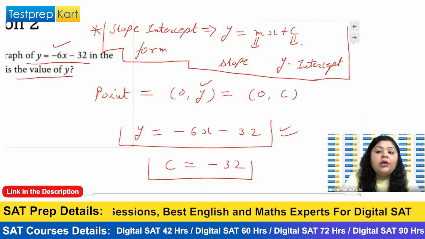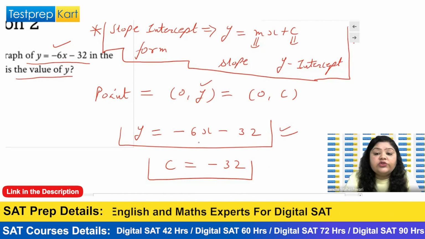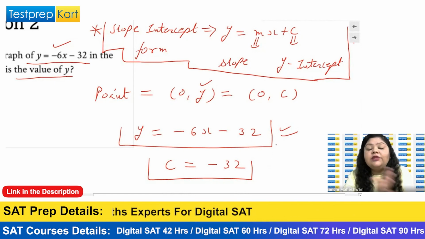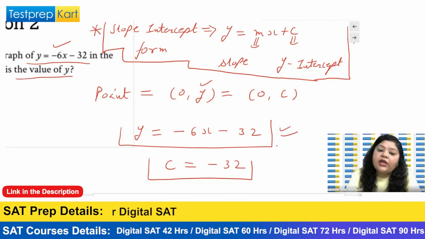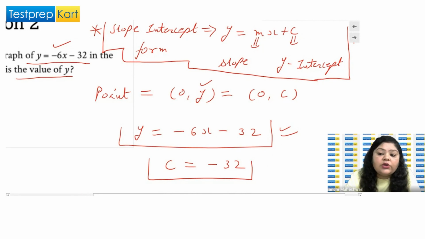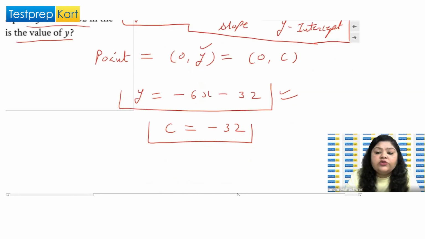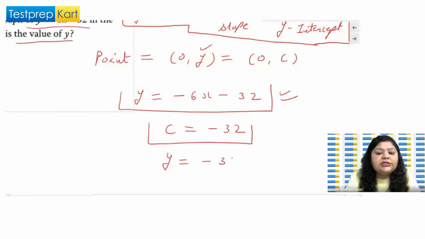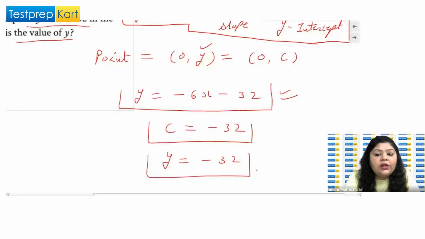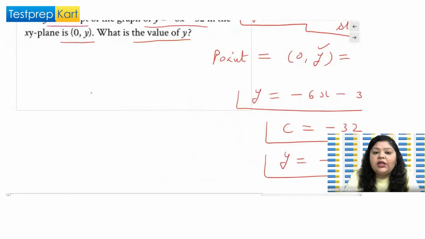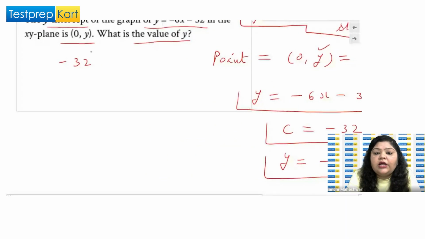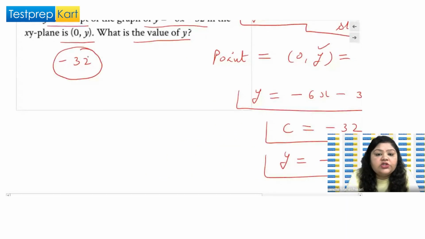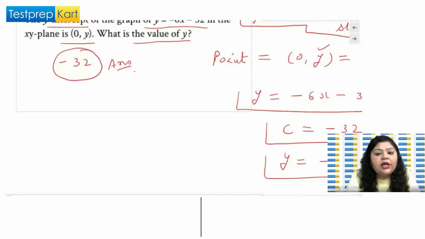Why so? Because it has to be mx plus c. That is why the value of c, the value of y, is minus 32. And that's what the y-intercept is. Either you write it as c or as y. It's one and the same. Is it clear to everyone? So that has to be your final answer. Let me write down the final answer here for you. The final answer for the y-intercept of this function would be minus 32.